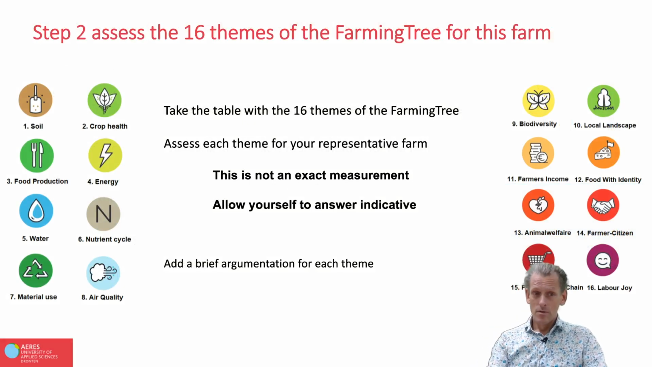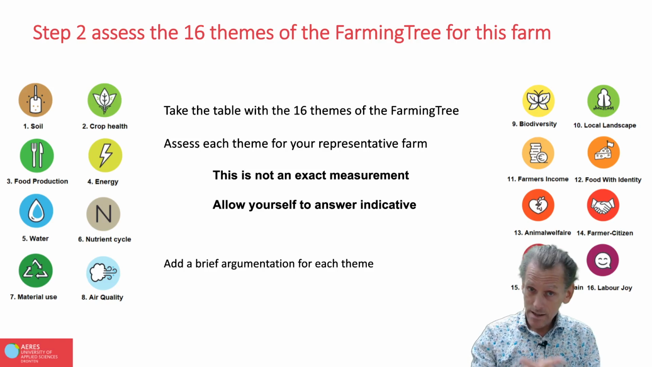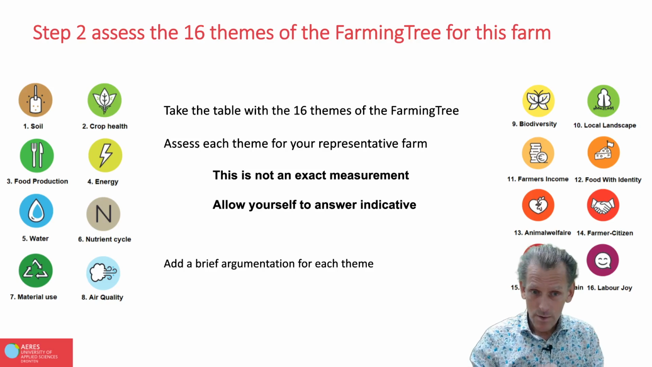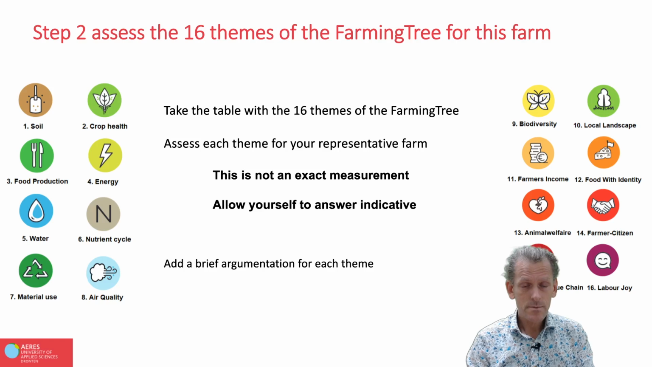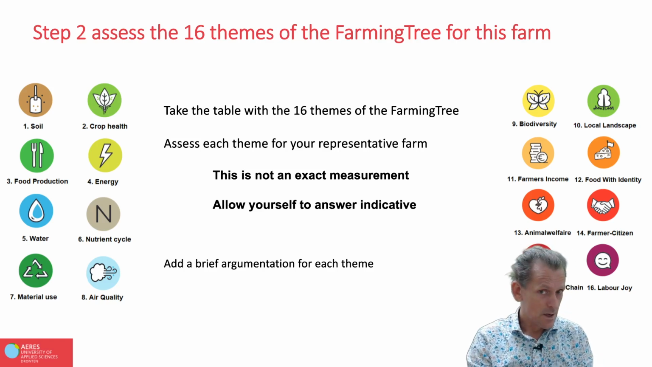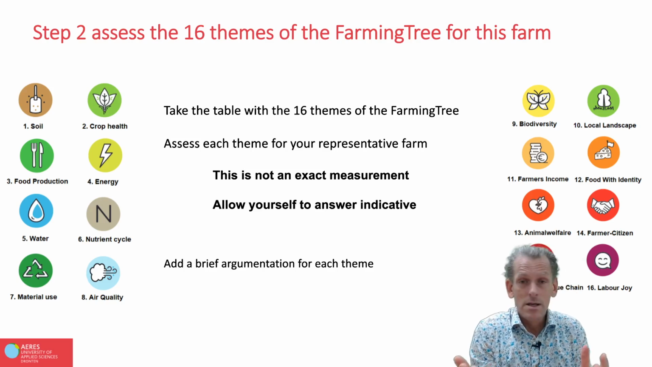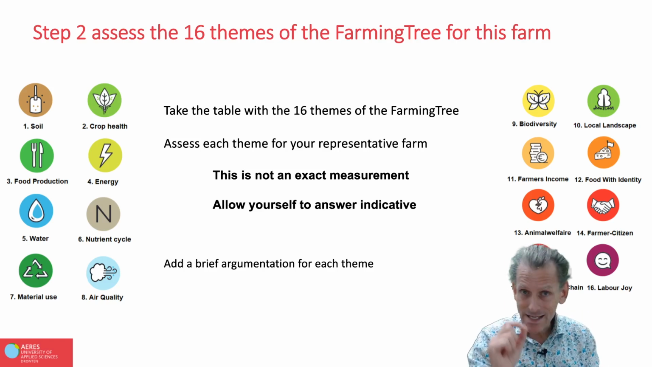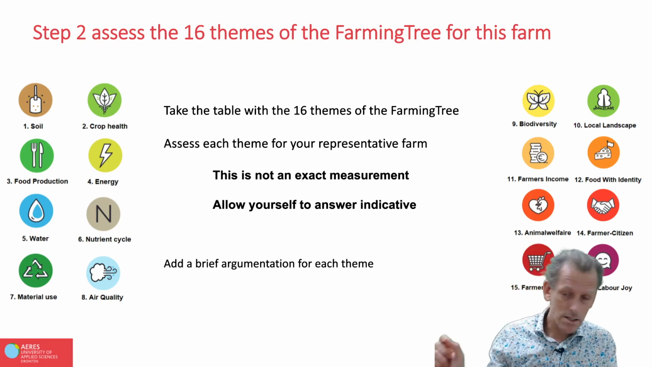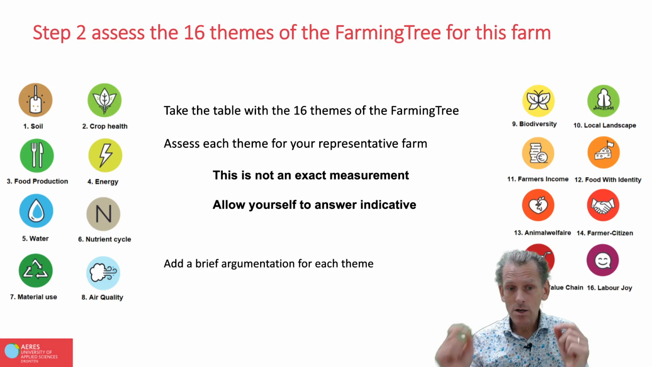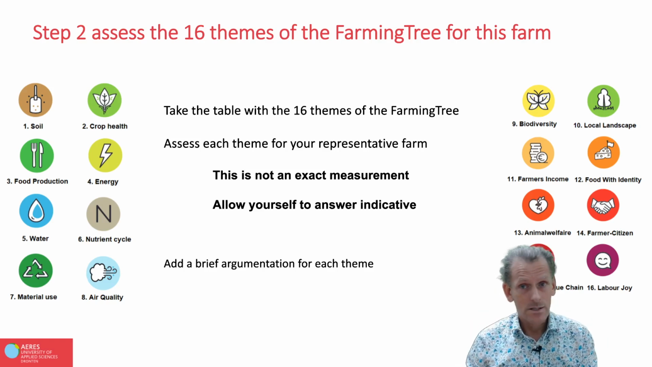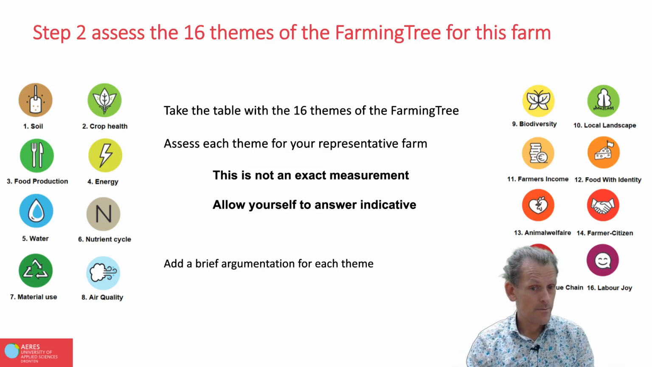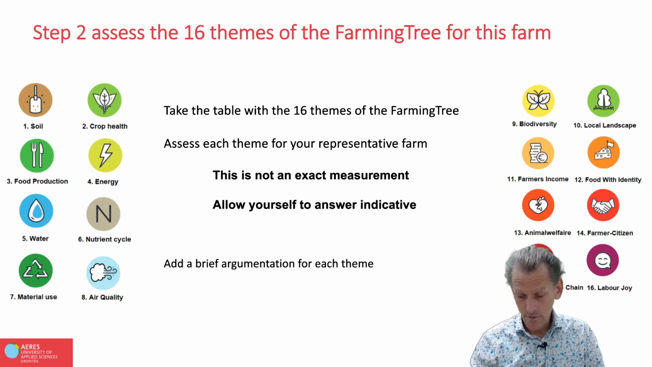Now, step 2. There are 16 themes related to the farming tree. Take the table with these 16 themes and try to assess for each theme how it would be for your specific representative farm. And again, it is not an exact measurement. It is not meant to say this is forever the reality. No, it is an indicative answer for your situation as a group, how you think this would be. Add a brief argumentation for each of the themes.